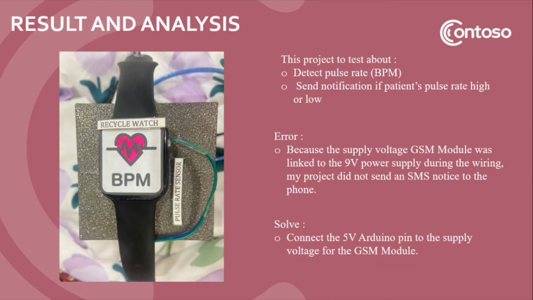Result and analysis. This project tests detecting pulse rate in BPM and sending a notification if the patient's pulse rate is high or low. This project had an error because the supply voltage of the GSM module was linked to the 9-volt power supply during the wiring, so my project did not send an SMS notification to the phone. For the fix, connect the 5-volt Arduino pin to the supply voltage of the GSM module.